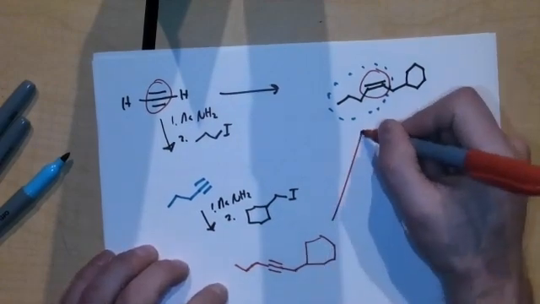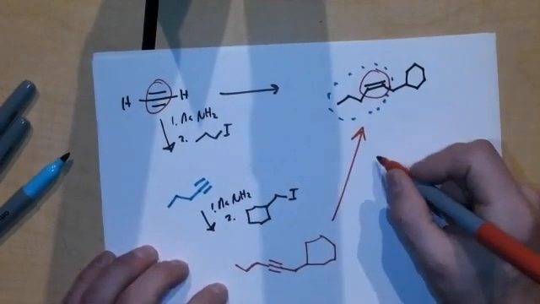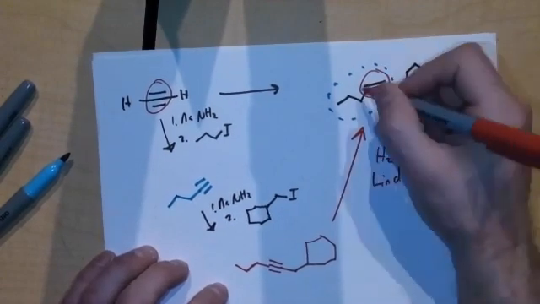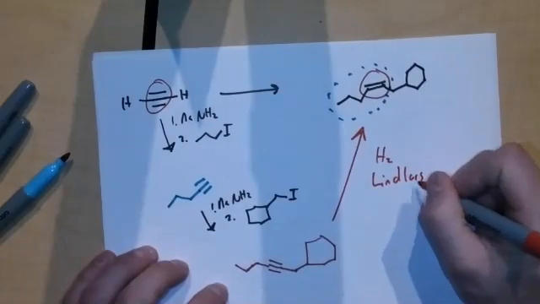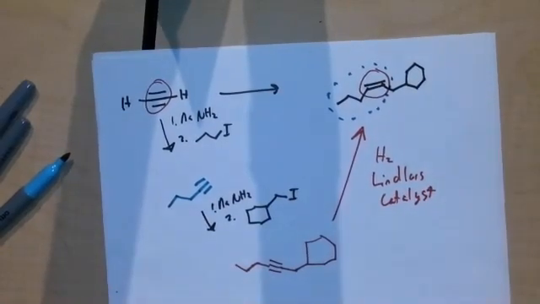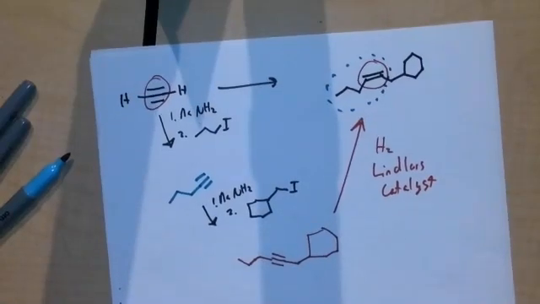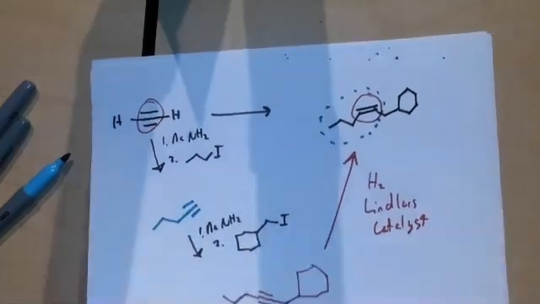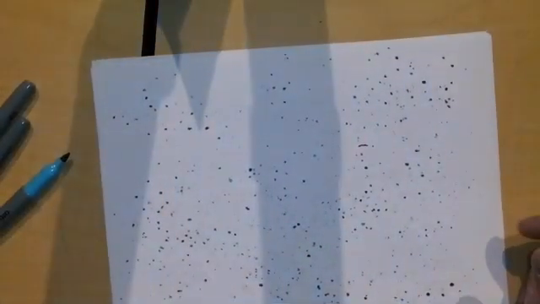So from here, we just need to add in H2 and Lindlar's in order to make that cis double bond. And we can do our synthesis. Any questions on this one? Okay, our other one is going to be a little bit more complicated.